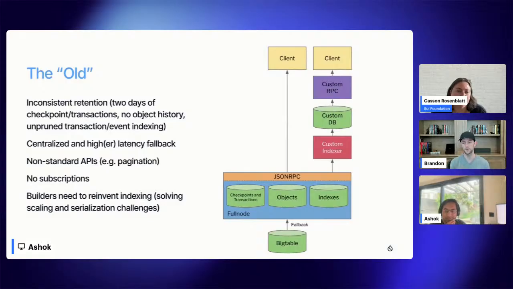And this is to compensate for the fact that there's this inconsistent retention for how full nodes are configured today. The APIs, there's no consistent and standard pagination for most of these APIs. There's some APIs that have pagination in them. There's other APIs that have no pagination, and so you're just stuck with this massive response payload.